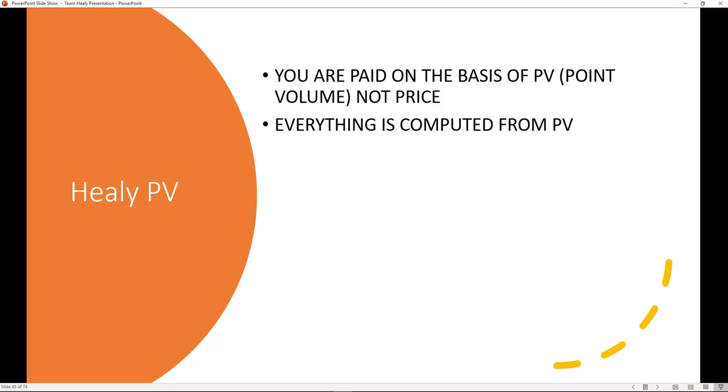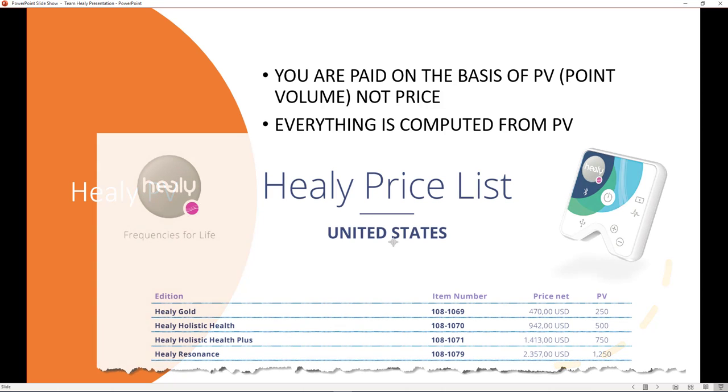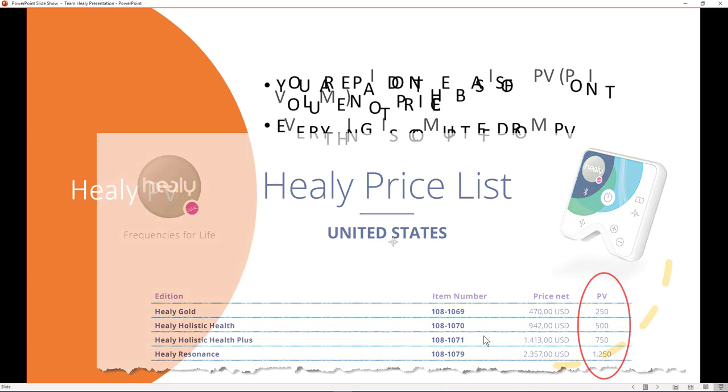And you can see how that works in this excerpt from the price list. If you look in the right-hand column, you'll see the PV for these different items. So, for example, the Healy Gold, the PV is 250. The Resonance, it's 1,250. Now, let's look at how this all works.